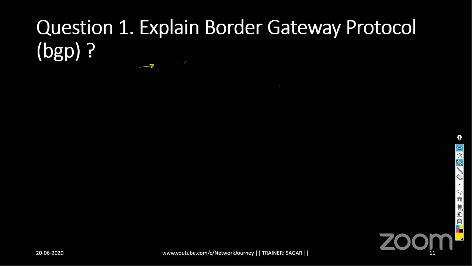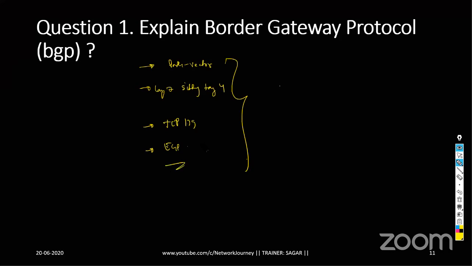Calling in from Nigeria. From my understanding, Border Gateway Protocol is a path vector routing protocol, and it's a layer 7 protocol that sits on TCP. It uses TCP port 179, and it can also be called a WAN protocol, and it's an EGP. That's a good answer.